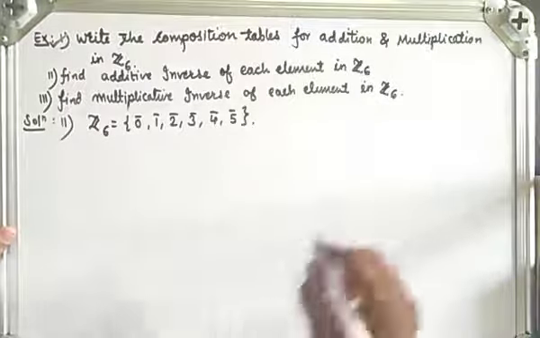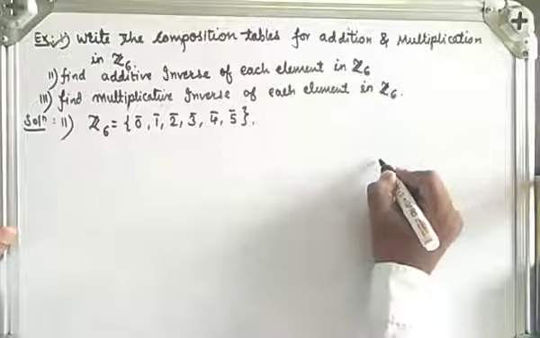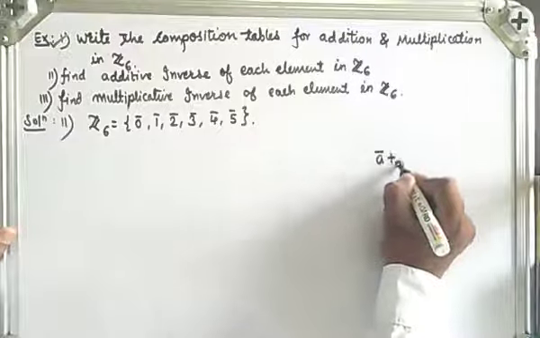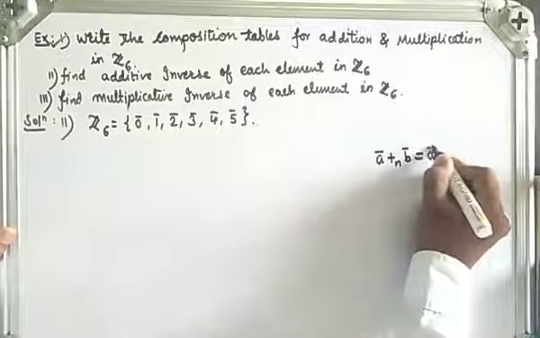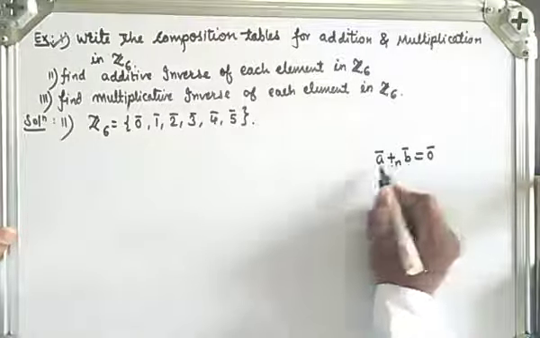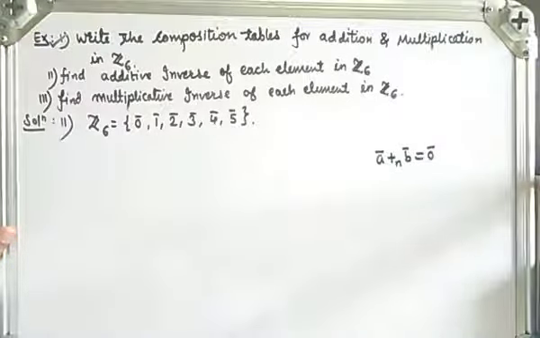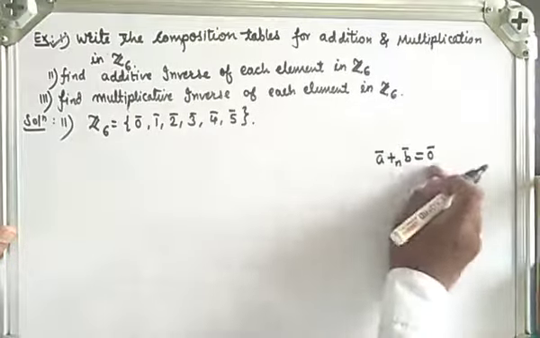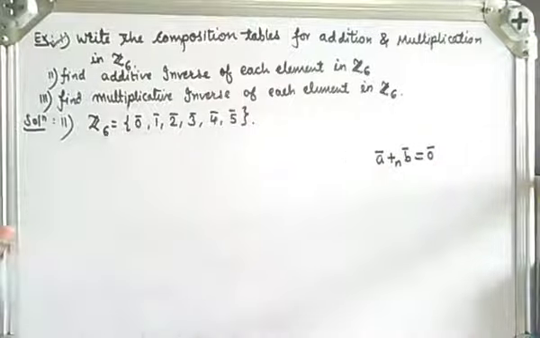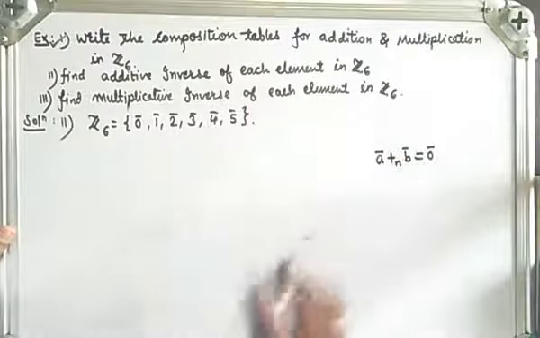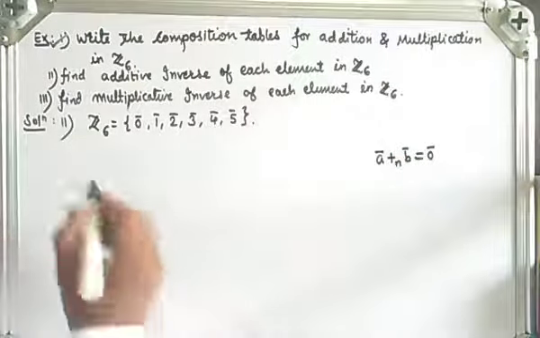We know that additive, what is meant by additive inverse? If A bar addition modulo n, B bar is equal to 0 bar, then we say that B bar is an additive inverse of A bar. Means addition of these two numbers will be 0 in Z6, then we say that B bar is an additive inverse of A bar.